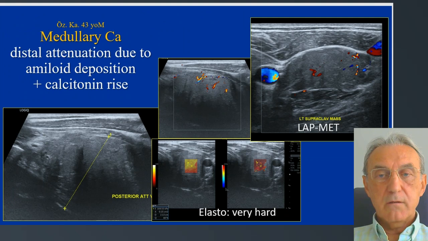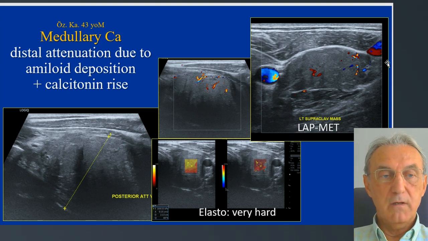In medullary cancer, we can sometimes appreciate the distal attenuation due to amyloid deposition. And we know that in these patients there is striking calcitonin rise. In this patient, who is a 43 years old male, you see the big nodule in the thyroid. It is very hard, and you can see the distal attenuation. And on the right side, we see a big lymph node, which proved to be metastatic in this patient.